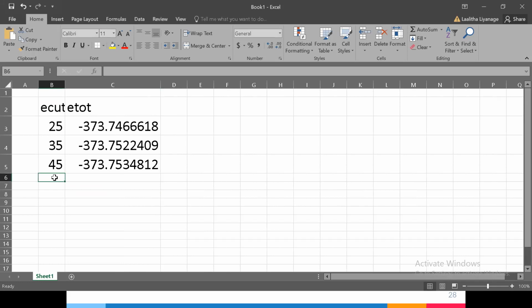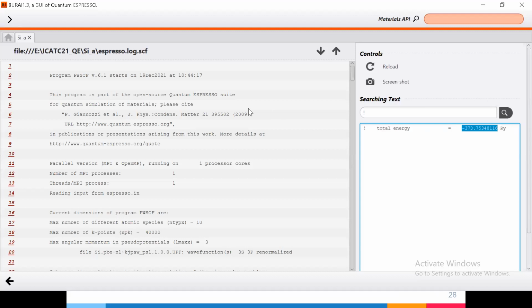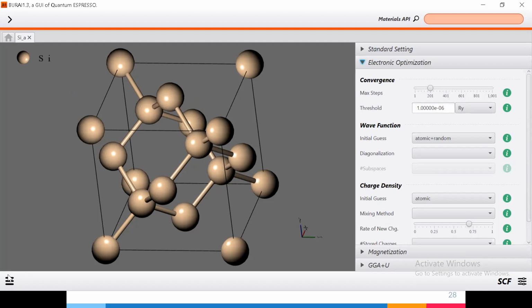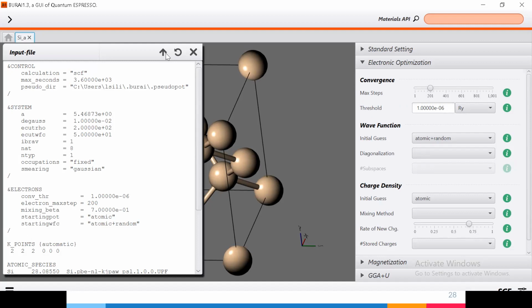So let's just try 50 and see what happens. So go back and we try 50 here. So when you do that, you have to increase this to 200. And then check for the input file to see whether it was reflected. Okay, it's there. And then you run this again.